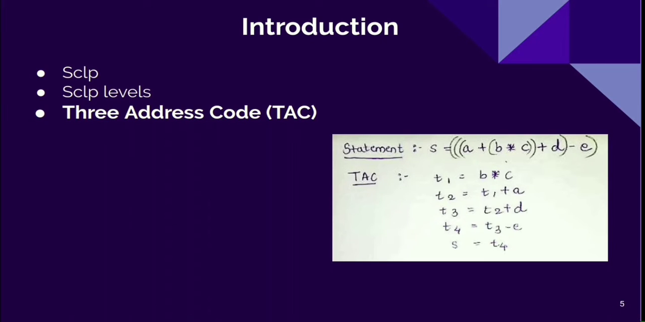As you can see in the expression, S is equal to A plus B into C plus D minus E is divided into 5 different expressions. So TAC, that is 3 address code, means each expression has a maximum of 3 operands, or we can say 3 variables. So accordingly, we can see the TAC is generated.